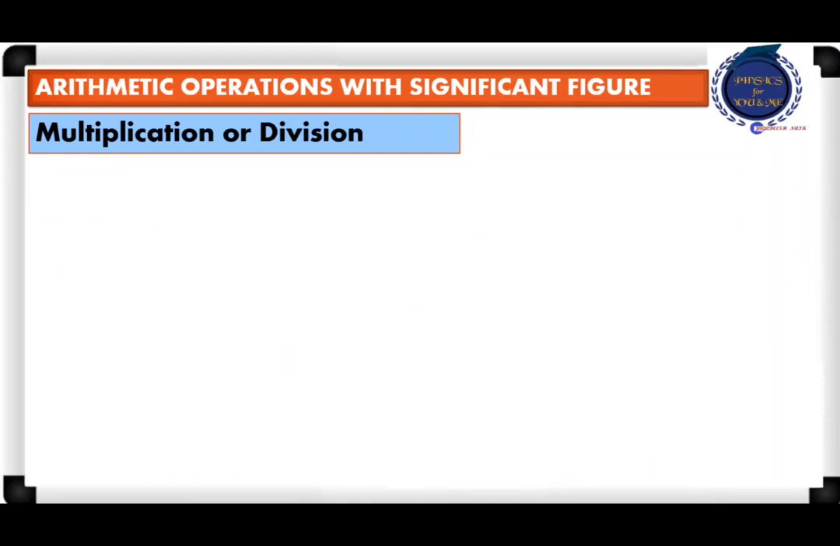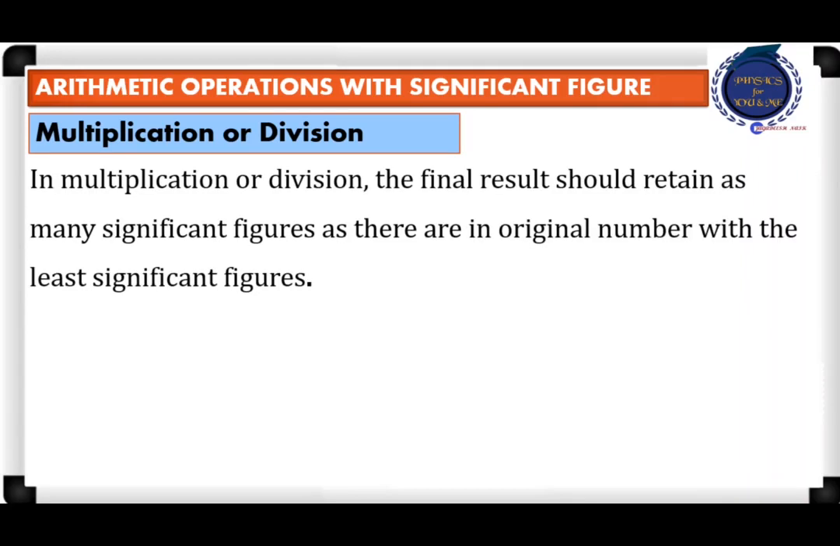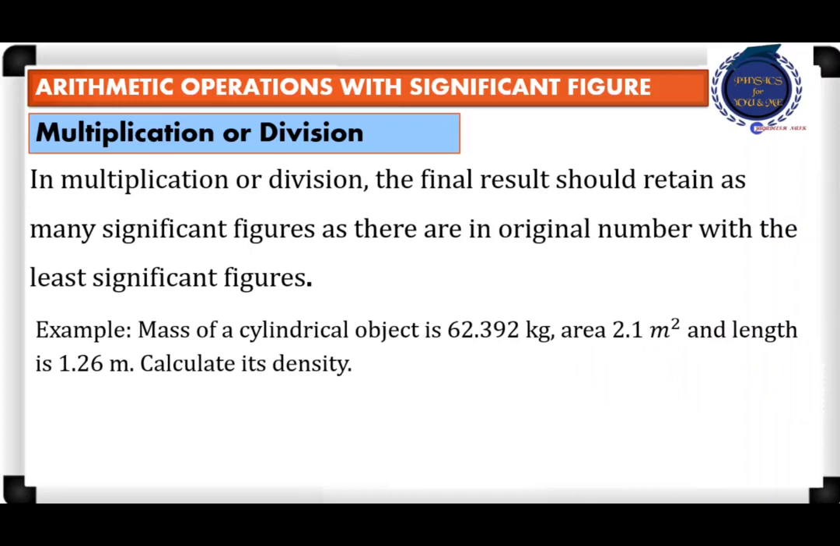Now we are going to discuss the arithmetic operations with significant figures. In multiplication or division, the final result should retain as many significant figures as there are in the original number with the least significant figures. Let us understand this rule with the help of an example. Mass of a cylindrical object is 62.392 kg, area 2.1 meter square, and length is 1.26 meter. Calculate its density.